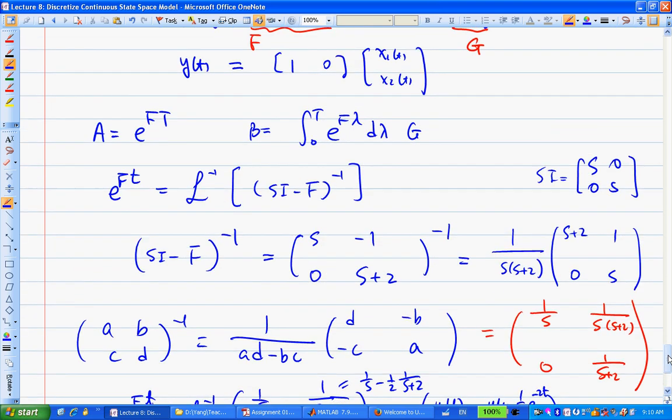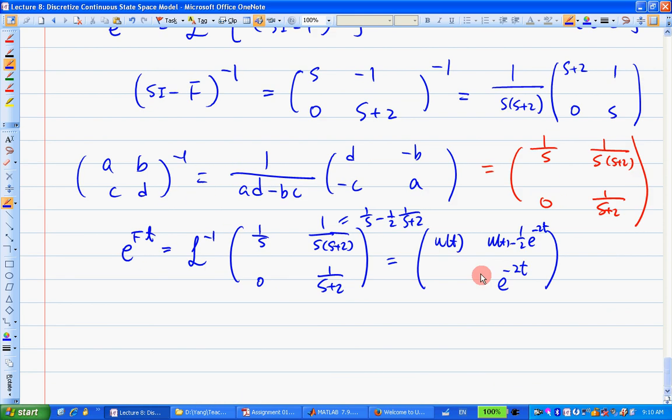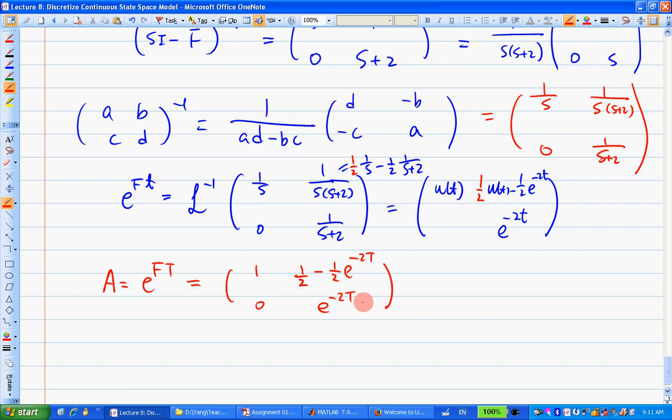And then I need this e to the power of f capital T, so you just replace the t with capital T here. So the A matrix is e to the power of f capital T. That's 1 here, and 1 minus 1 half e to the negative 2 capital T, 0 here, e to the negative 2 capital T. Oh, actually, sorry, I think I missed the negative here. Okay, so that's your A. If you have a sampling time plugged in, then you will be able to calculate the numbers here.